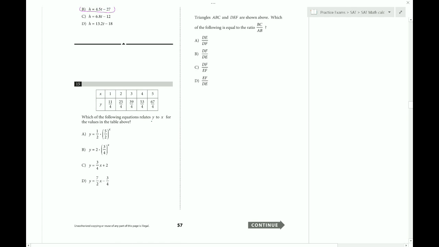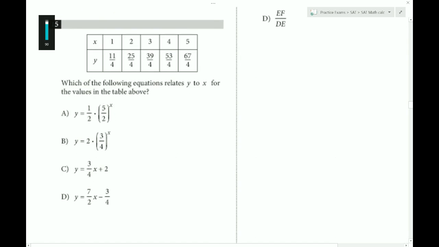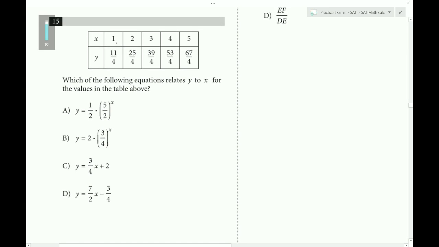Which of the following equations relates y to x for the values in the table above? Right? So let's see. If we plug in x, we should be able to get y, right? So if we plug in 1, we should get 11/4. So let's see if that happens for choice A. So we would get 5/4 for choice A. And for choice B, if we plug in 1, we end up with 6/4.